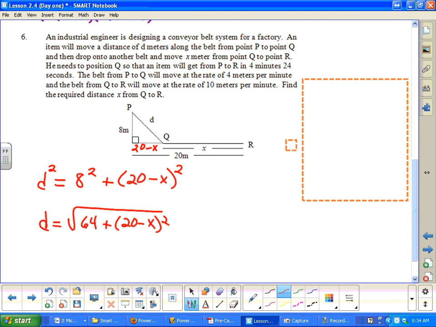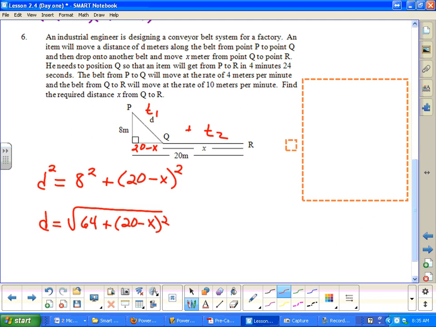Okay, so we know the two distances we're trying to cover. One distance is the square root of 64 plus (20 minus x) squared. The other distance is x. And we know that they want our total time to be 4 minutes and 24 seconds. So the total time, t1 plus t2, is equal to 4 minutes and 24 seconds.